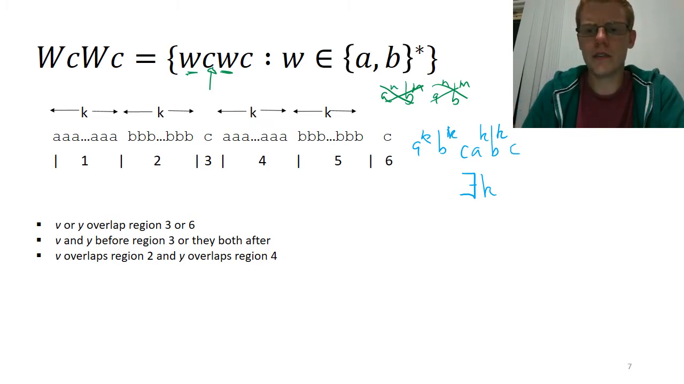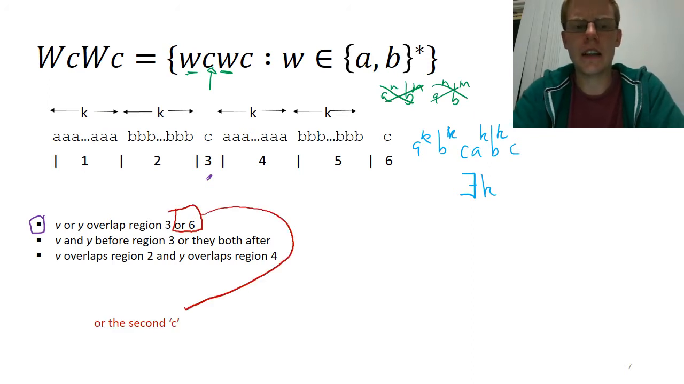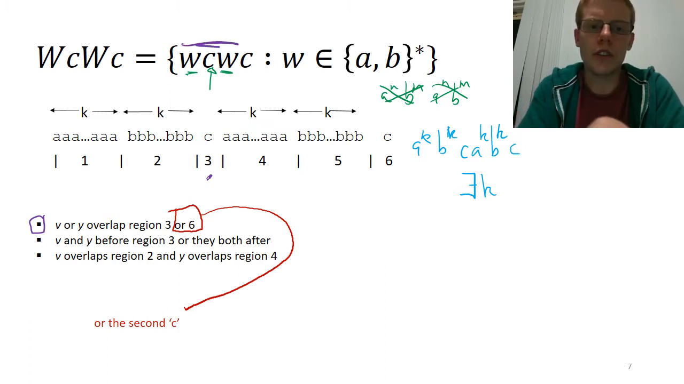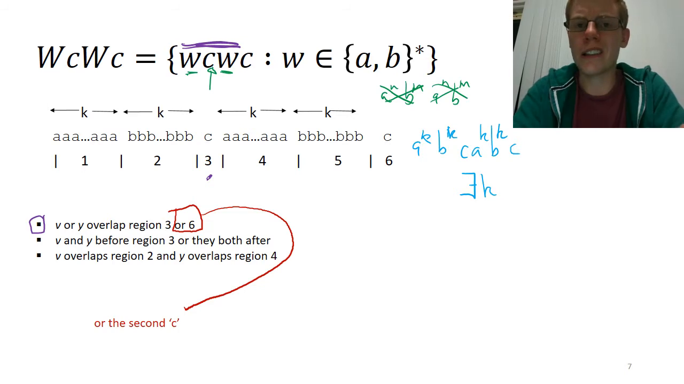So our first case is V or Y touching this middle region here, V or Y containing the C. The reason this one's the easiest case to consider is we simply pump out. If V or Y have that C in them and we remove it, our string will no longer contain a C and will obviously not match the language format that we have up here, which required exactly one C. So if V or Y contain region 3, we simply pump out and obviously the string is not in the language.